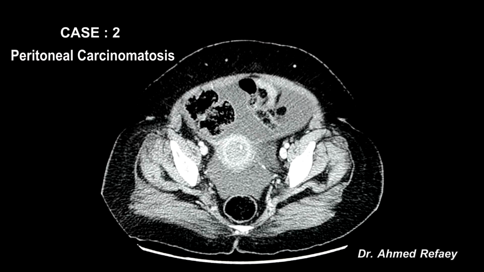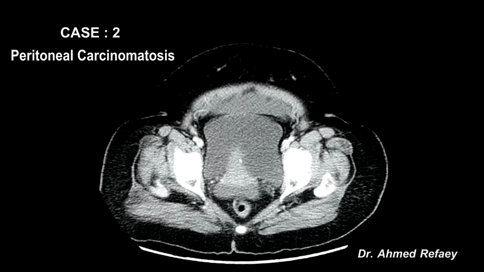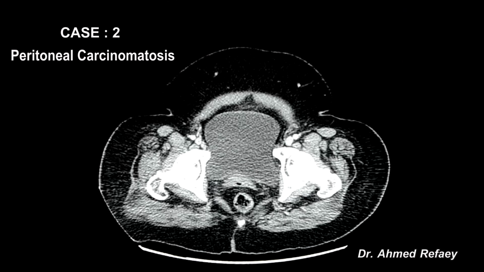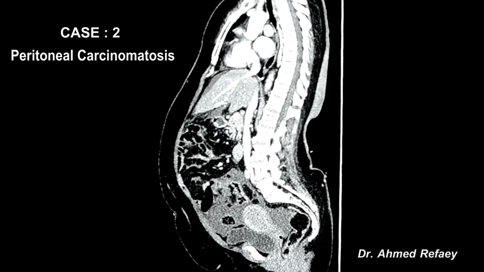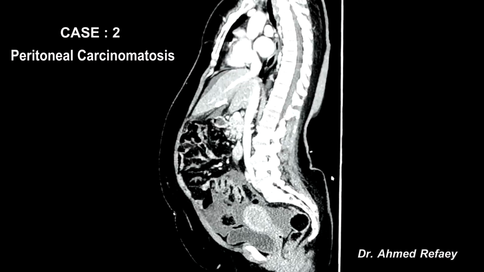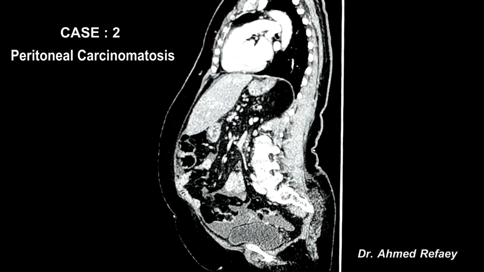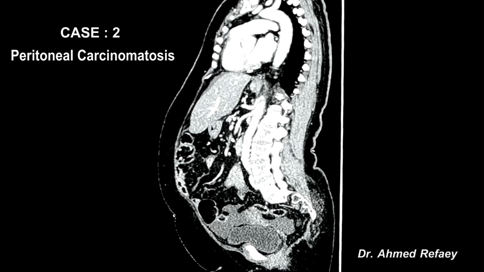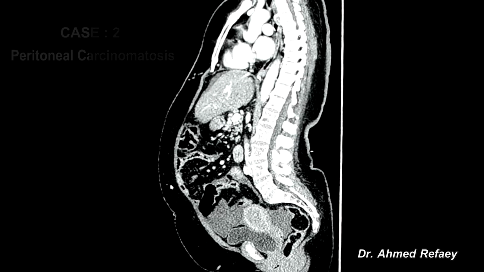This is the uterus, and inside the uterus we have a large hypodense mass lesion representing the endometrial carcinoma. If we go to the sagittal reconstruction, we can appreciate the endometrial tumor as you see here, a large hypodense mass inside the uterine cavity. So this is the second case of omental cake, a case of metastasis to the peritoneum from endometrial carcinoma, or what is known as peritoneal carcinomatosis.